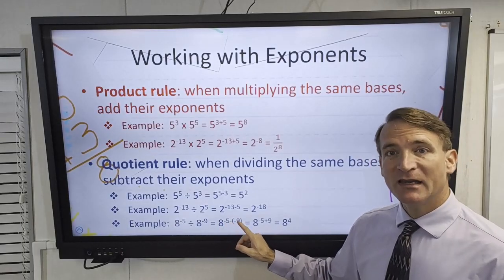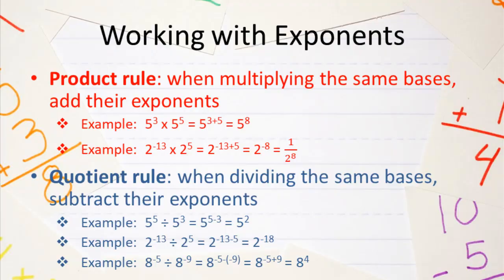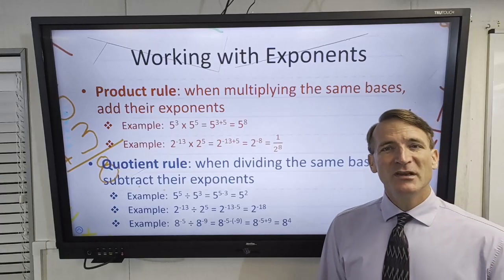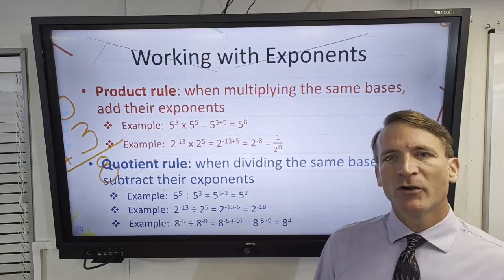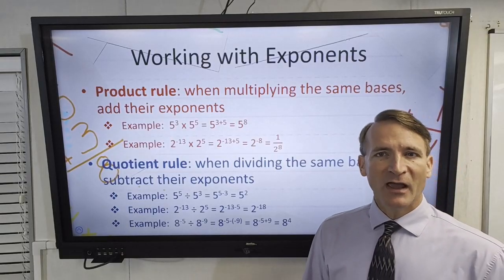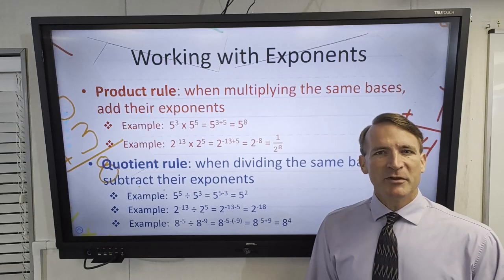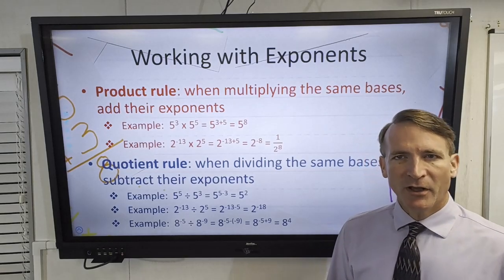Since I'm subtracting a negative 9, that would be the same as adding a positive 9, giving me 8 to the negative 5th plus 9, or simply 8 to the 4th. If you need help adding signed numbers, then I would encourage you to go ahead and visit that lesson once again and maybe look over that information to help you out.